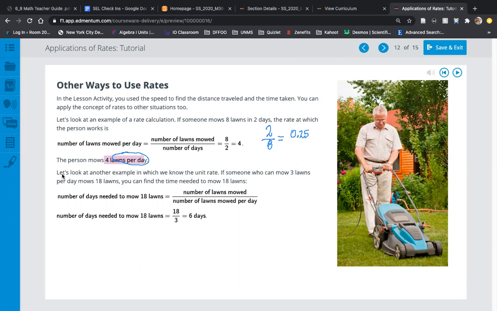So next one over here, it says, let's look at another example. If somebody who can mow 3 lawns per day mows 18 lawns, we want to figure out how long it takes for them to mow 18 lawns, right? So again, you can do this a couple of different ways. What you can do first is figure out what your unit rate is, and then use that unit rate to figure that out. Or what they're doing over here is it says the number of days you get to mow 18 lawns. So we have 18 lawns divided by 3, because they can do 3 per day, to get 6.